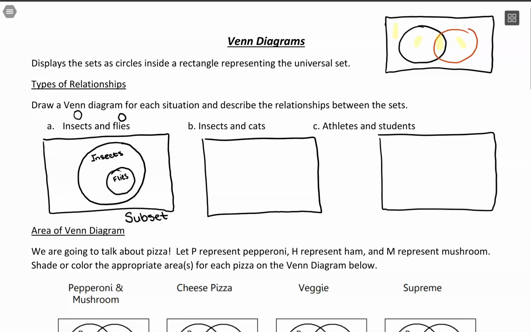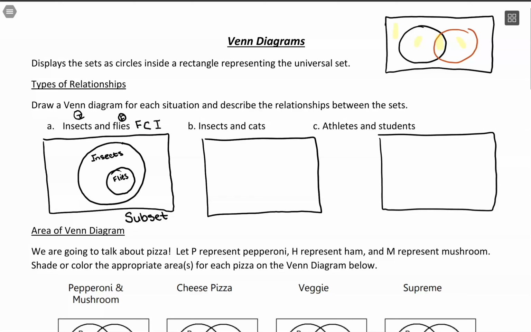In fact, if I labeled these, let's say I called insects I and flies F, I could say F is a subset. In fact, let's use the subset notation of insects. So that's one way that they can display.